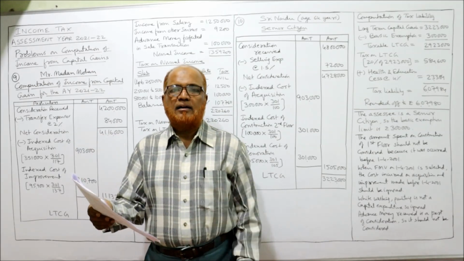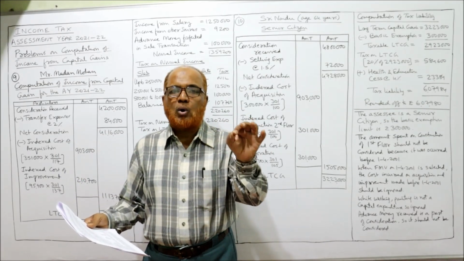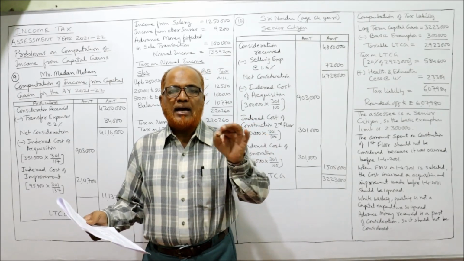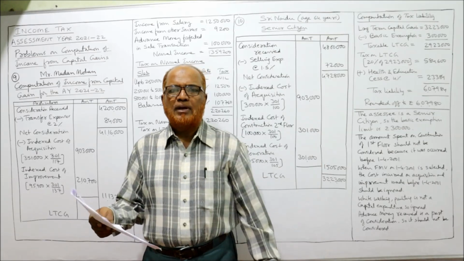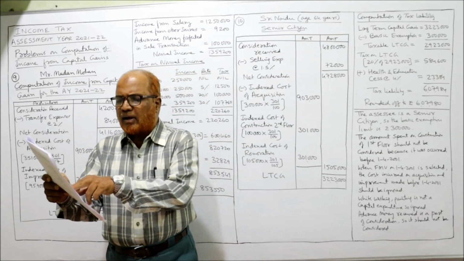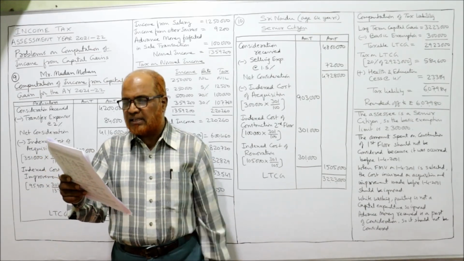3 lakh. So this 3 lakh rupees will be taken as the cost of acquisition. And the expenditure incurred before 1/4/2001 will be ignored. 9,100 will be ignored and 75,000 rupees will be ignored. We'll take only 3 lakh.